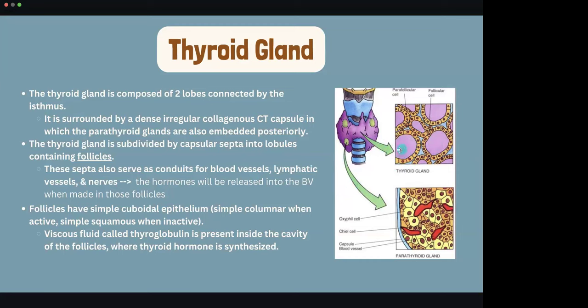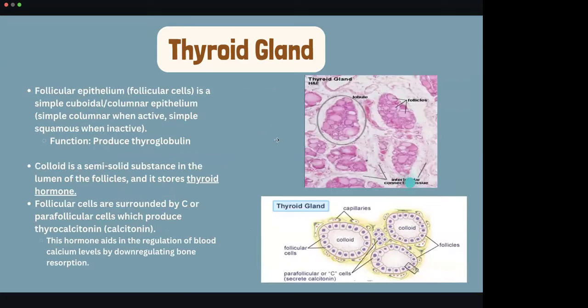Inside the follicles, you have this viscous fluid. It's also called colloid, and this is where the thyroglobulin is present. It's synthesized in these follicular cells, which are simple cuboidal epithelium, and is released into the viscous fluid. As we said, it's lined by cuboidal epithelium, and columnar when active. This epithelium is also called follicular epithelium, because that makes sense.